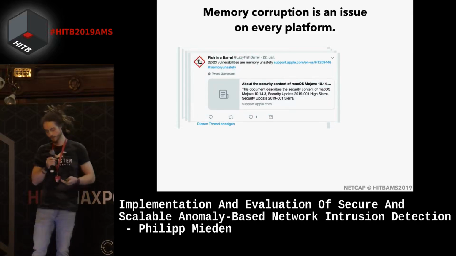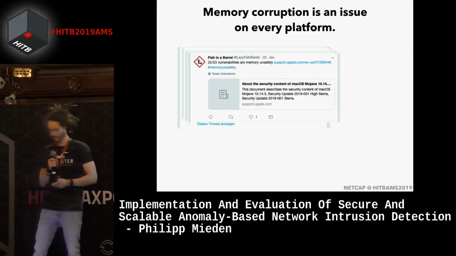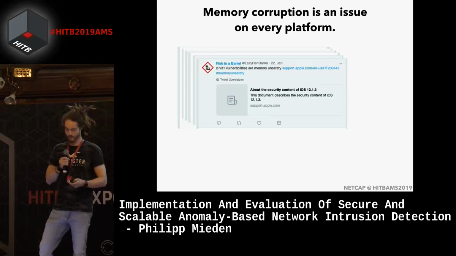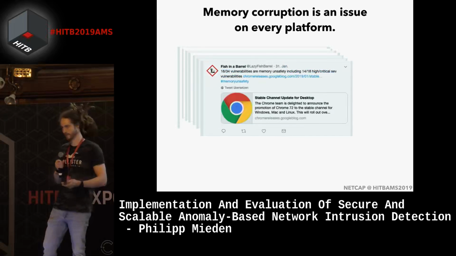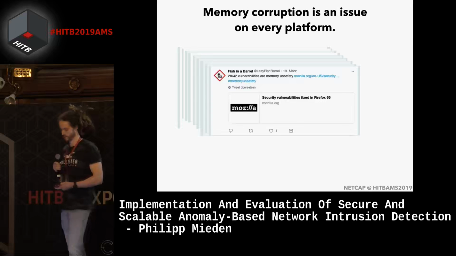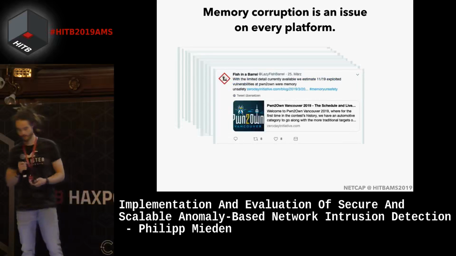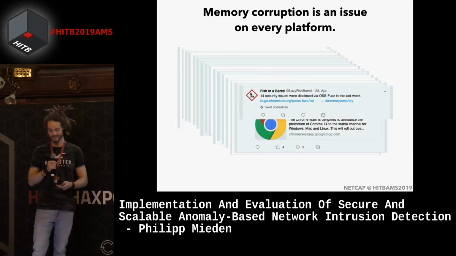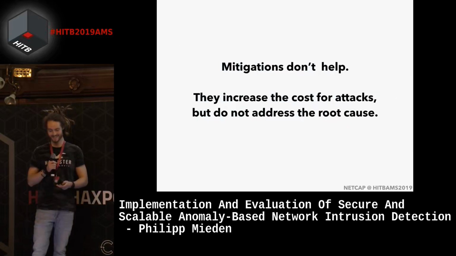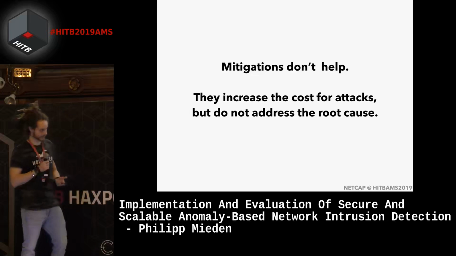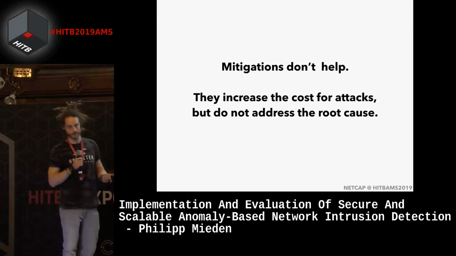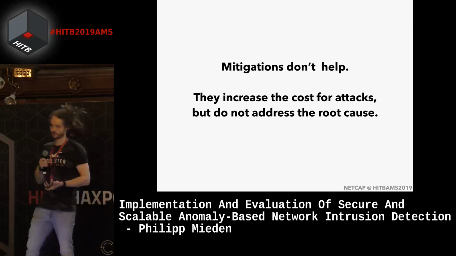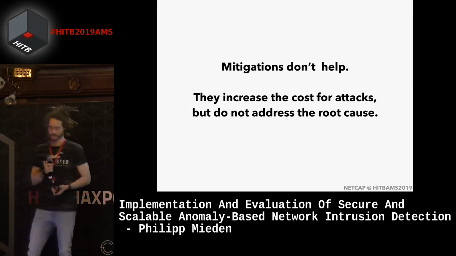Like in this case, 22 out of 23 in the macOS Mojave update, 8 out of 10 in a Safari update, 27 out of 31 in iOS. So basically, this goes for all kinds of major platforms, no matter if Android, major browsers, whatever. So what we're doing currently is using mitigations, but as the name mitigation implies, it's not addressing the root cause. It's just making it harder to exploit.